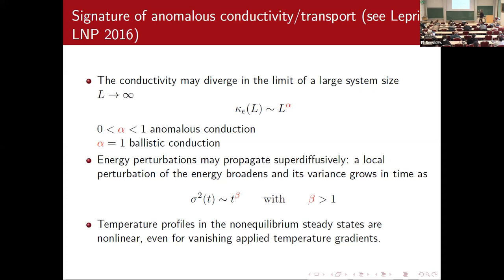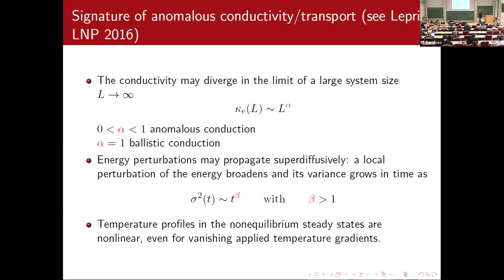So this is the first signature that we will look for in anomalous conduction. The second one is that energy perturbations may propagate superdiffusively. Let's suppose that you have energy which is constant over some space, and let's make a perturbation of it. Usually this perturbation is a Gaussian, a bell-shaped function. Then we look at how this function changes in time, the growth of the width of the Gaussian function, and we measure the variance of the Gaussian function. Again, if beta is equal to 1, then we have regular conduction, but for beta greater than 1, we have anomalous conduction.